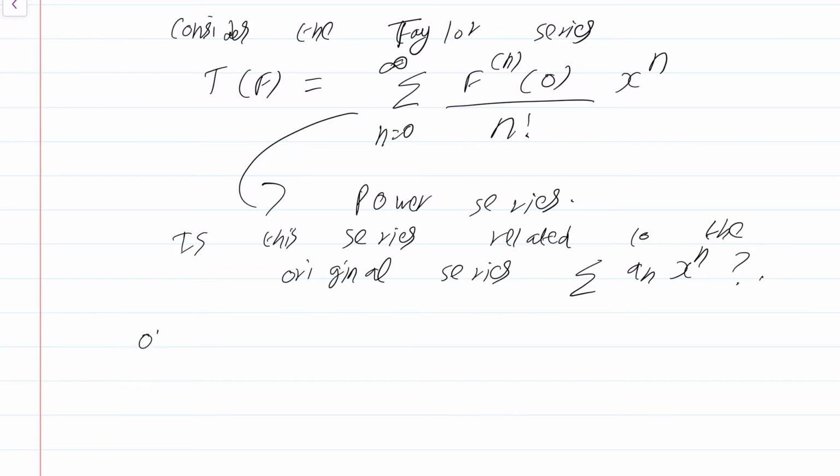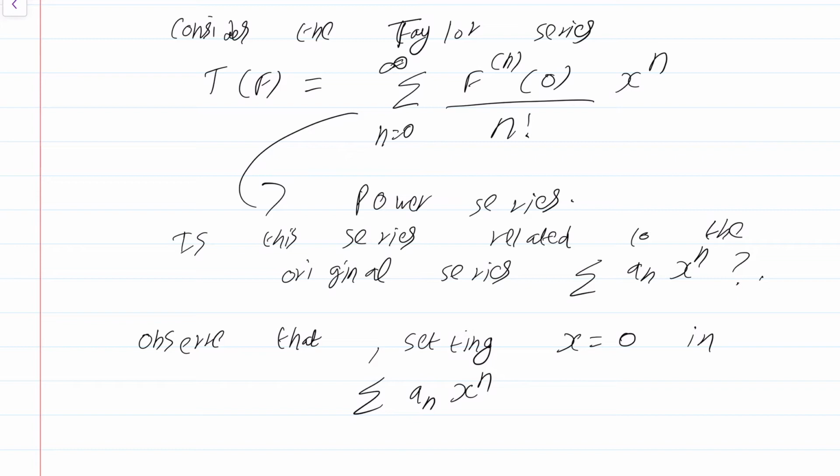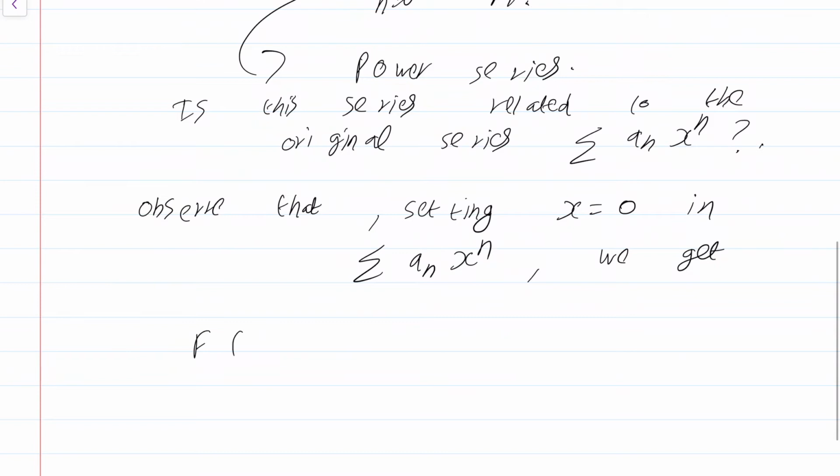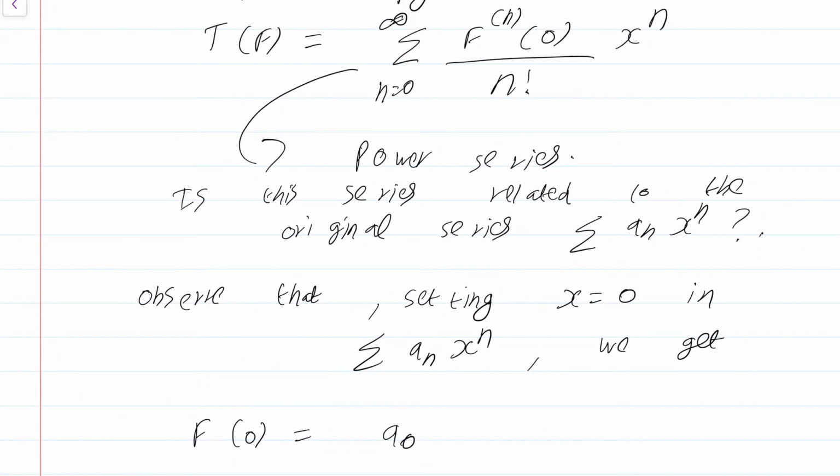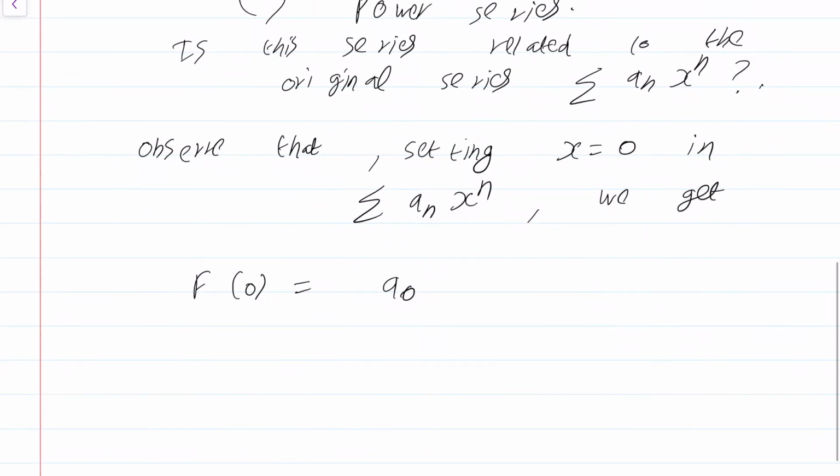Well, observe that setting x equal to 0 in summation a_n x^n, we get f of 0 is equal to a_0. We are all familiar with this. So at least the Taylor coefficient of the first term in the Taylor series and the first term in the power series certainly coincide. Now what about the derivative?